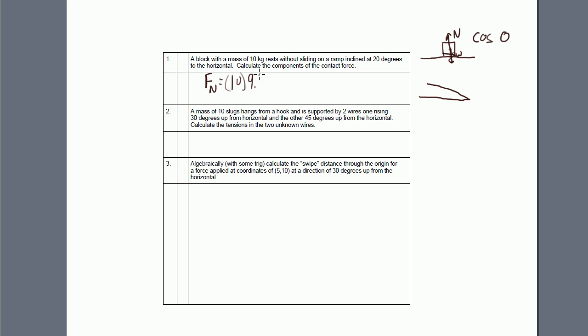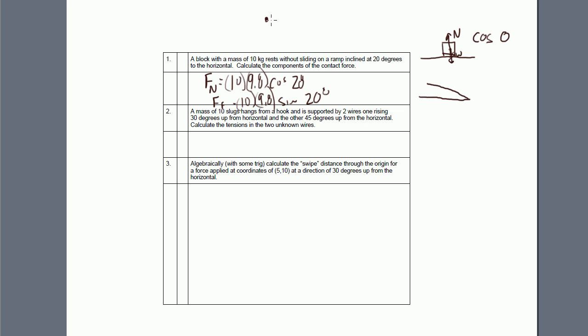So if you remember, the normal force equals M, which is 10 kilograms, times G, which is 9.8, times the cosine of 20 degrees. And the friction force is going to be 10 times 9.8 times the sine of 20 degrees. Now I don't have my calculator, so I'm not going to calculate those numbers, but let's look at what that looks like in terms of a free body diagram.